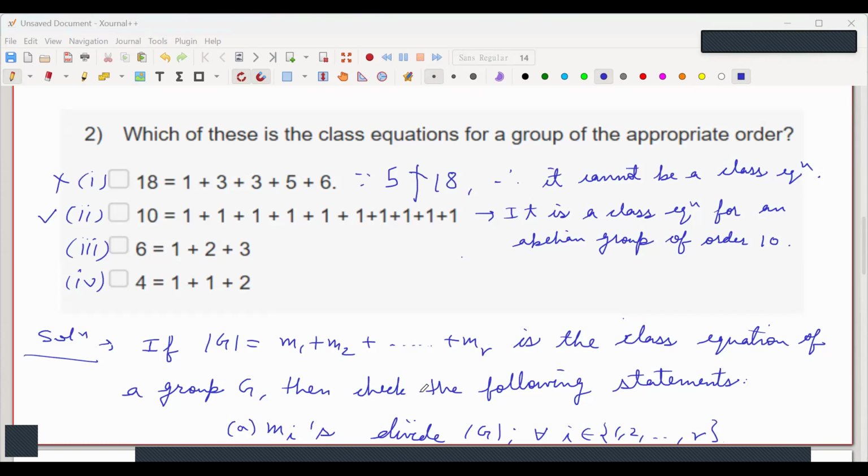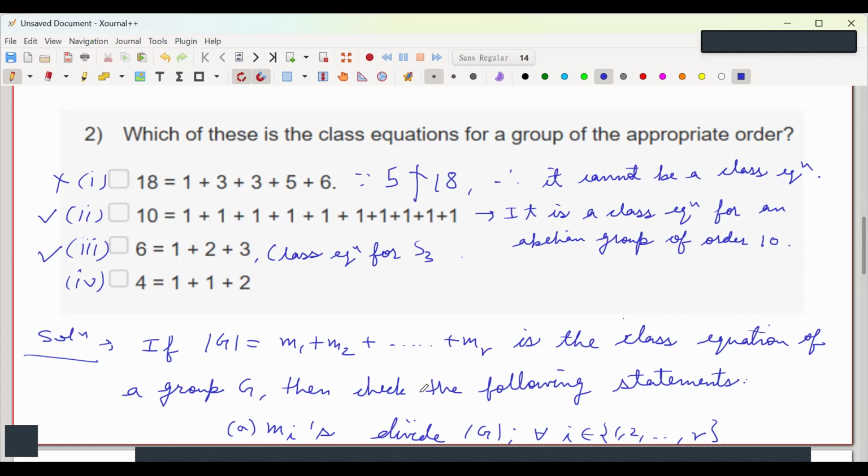So now, this is a class equation for which group? Class equation for S3, right? There is an identity element. There are two 3-cycles which form a conjugacy class. There are three 2-cycles which form a conjugacy class, right?